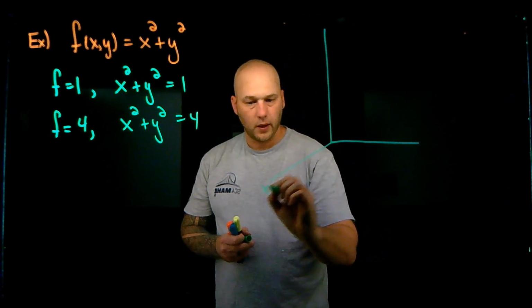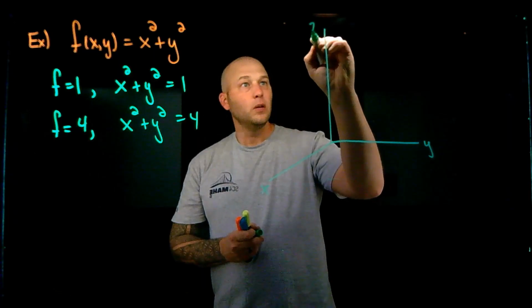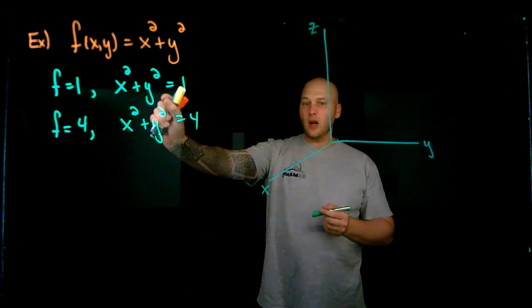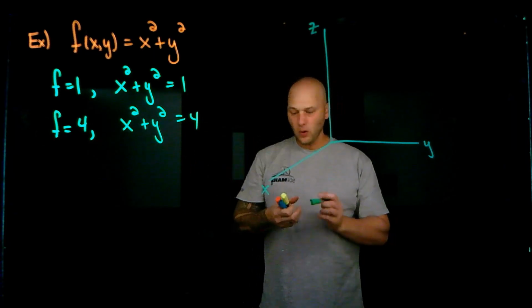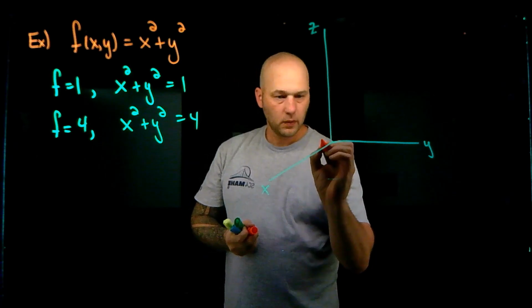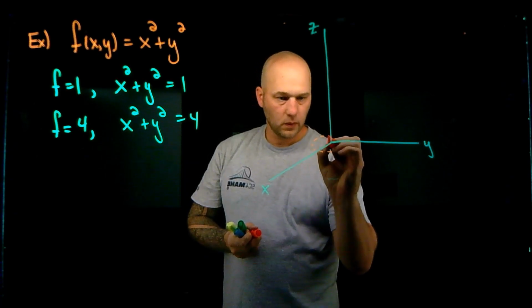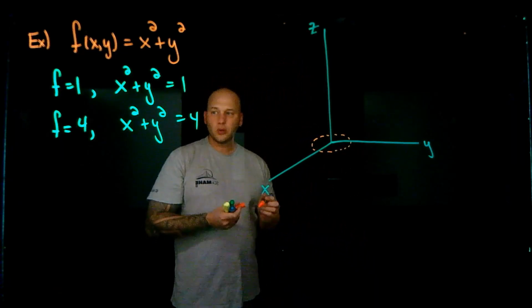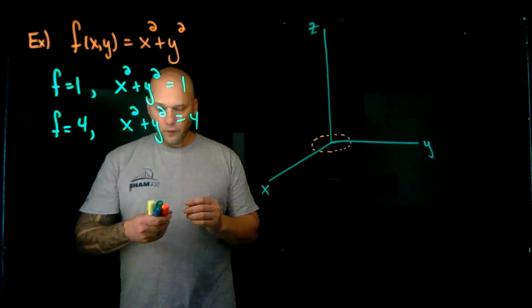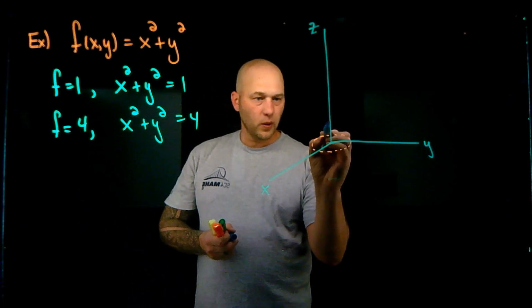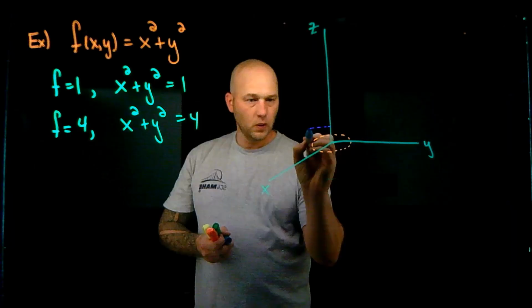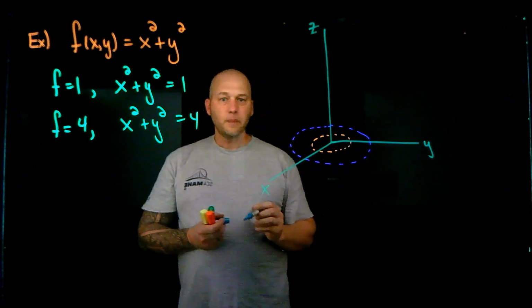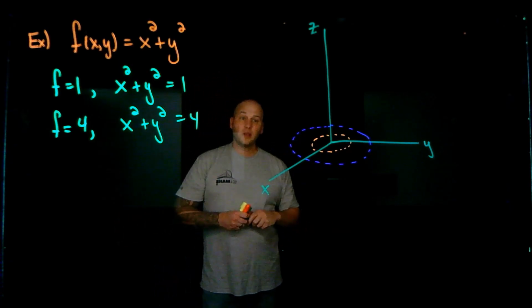Okay, so x, y, and z. The level curve f equal to 1 consists of the unit circle centered on the origin, so that would look like this. Okay, so that's the level curve f equal to 1. The level curve f equal to 4 would be the circle centered on the origin of radius 2, and look like that. And let's remember what these represented.